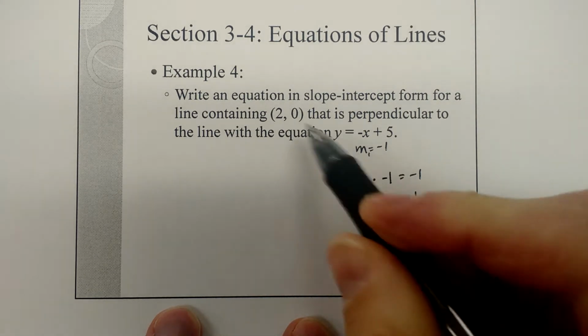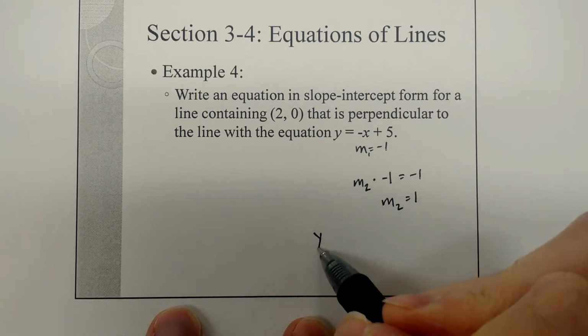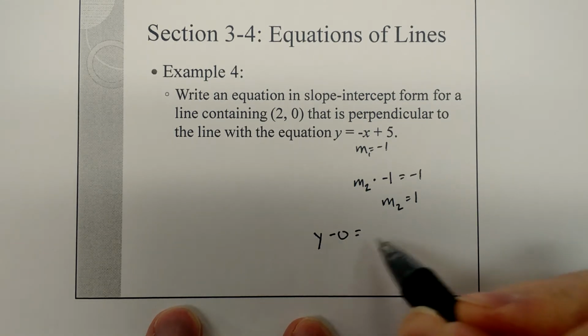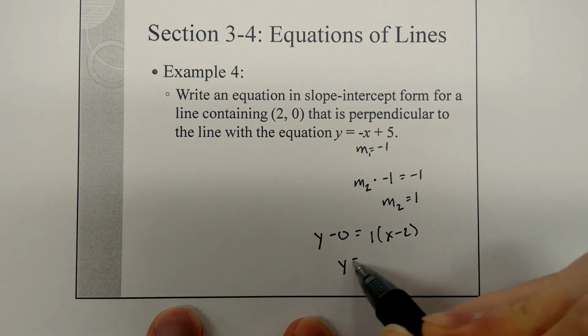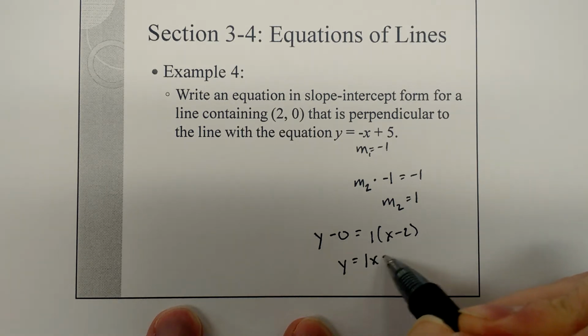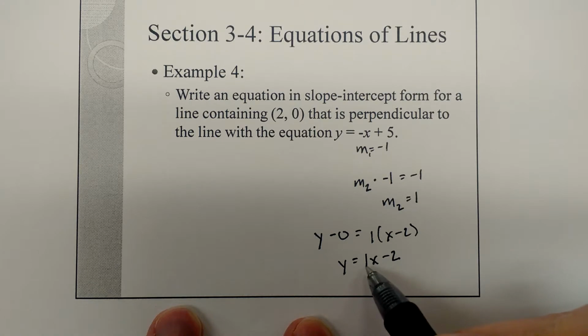So that's my slope. That's the point that I'm going to go through, so y minus y1 equals m times (x minus x1). So y minus 0 is just y. Distribute over here, you get 1x minus 2. And you're in slope-intercept form because you are in mx plus b.